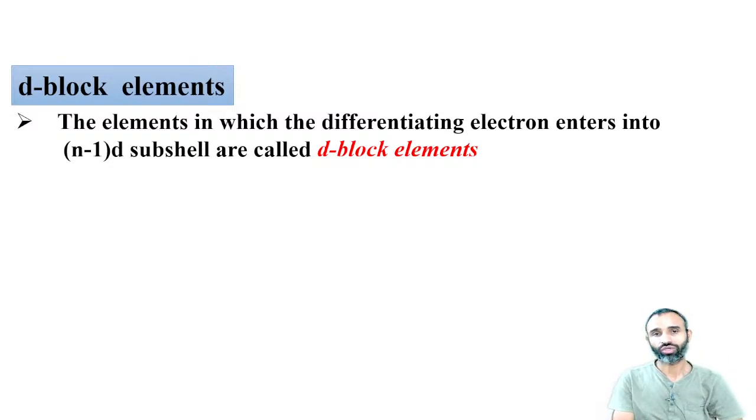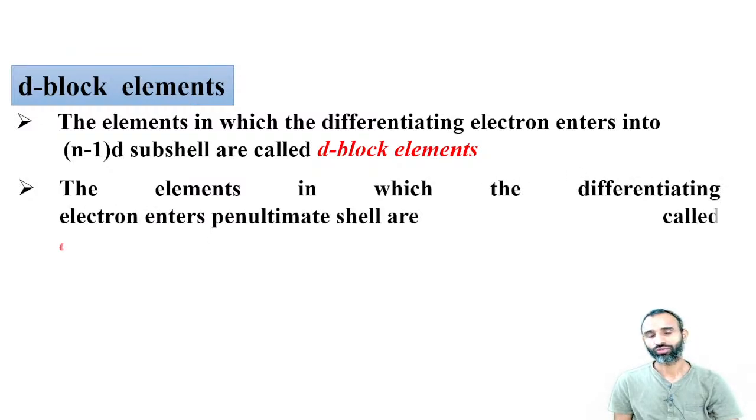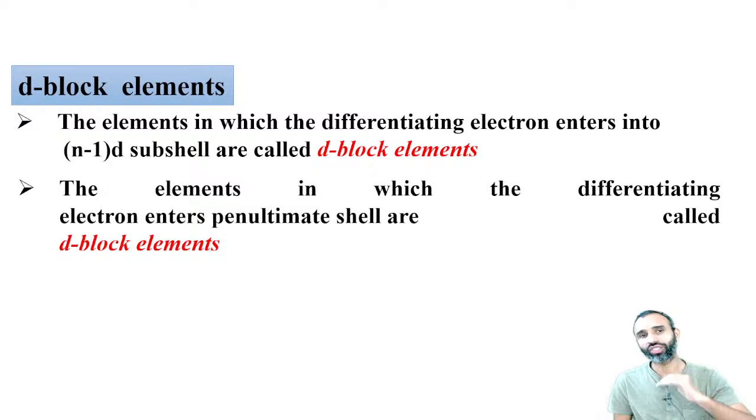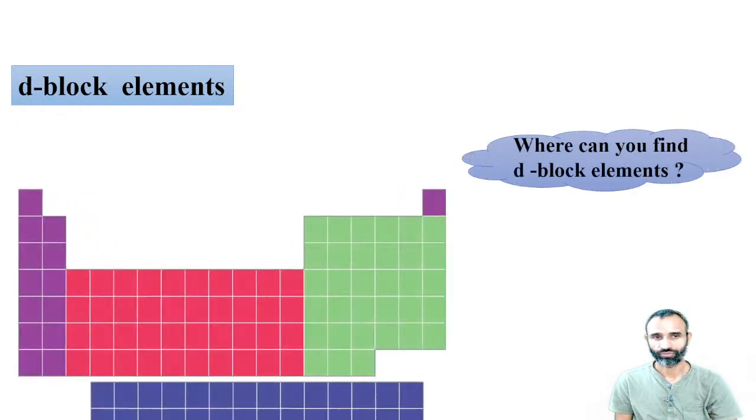The nth shell is called the valence shell, n minus 1 is called the penultimate shell, and n minus 2 is called the antepenultimate shell. So the elements in which the differentiating electron enters the penultimate shell are called D block elements.